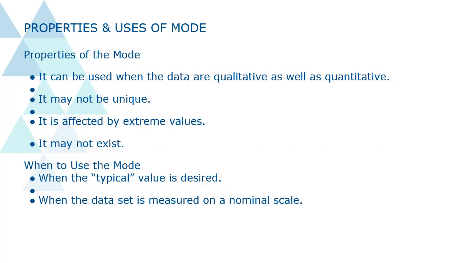Properties and use of mode. Properties of the mode: it can be used when the data are qualitative as well as quantitative. Mode may not be unique. It is affected by extreme values. In reality, it may not exist. And when to use the mode? When a typical value is desired, and when the data is measured on a nominal scale.